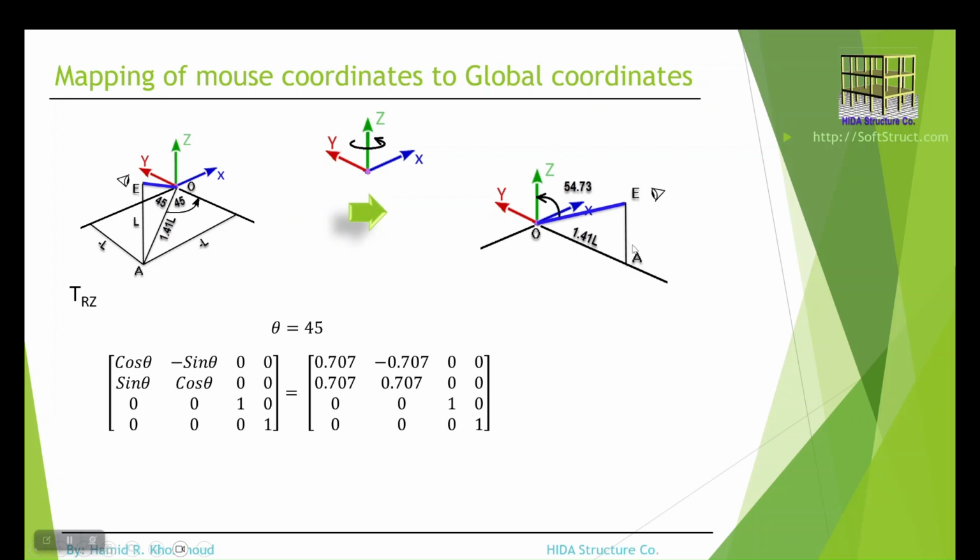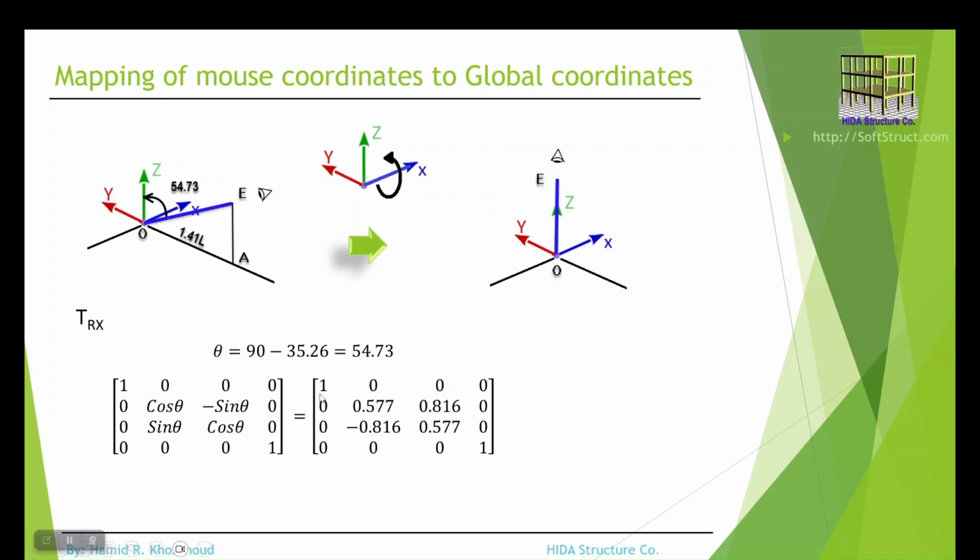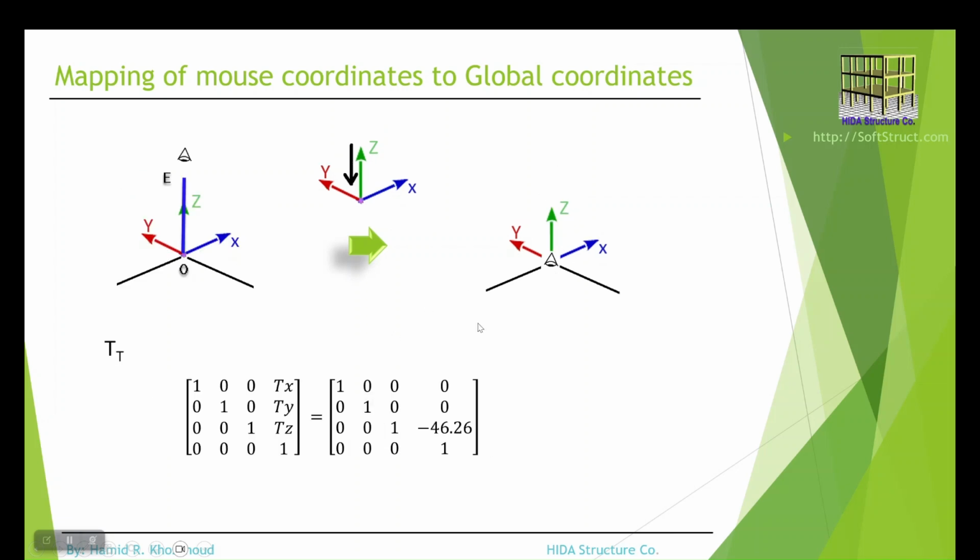The z rotation matrix is depicted below. For the next step, we should apply an x rotation equal to 54.73 degrees to the I point to bring it to the z axis. The x rotation matrix is depicted below. In the final step, we should apply a translation in the minus z direction equal to 46.26 meters to the I point to bring it to the origin of the space. The translation matrix is shown below.